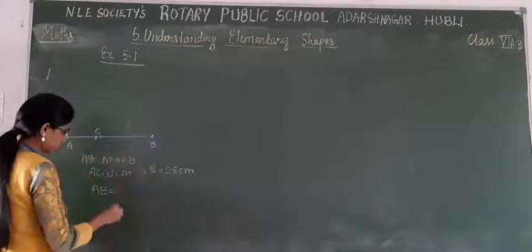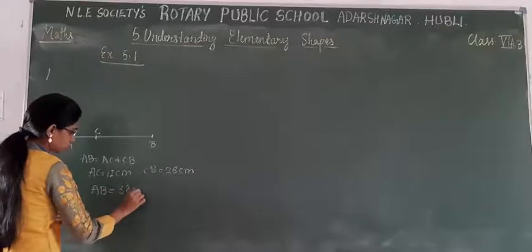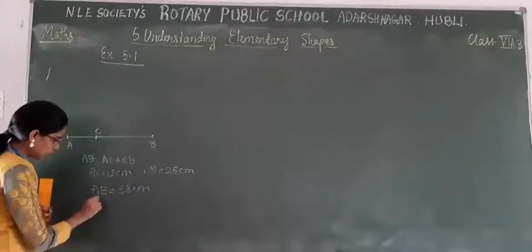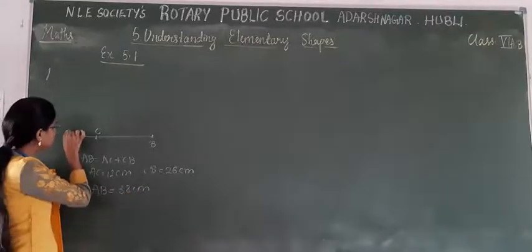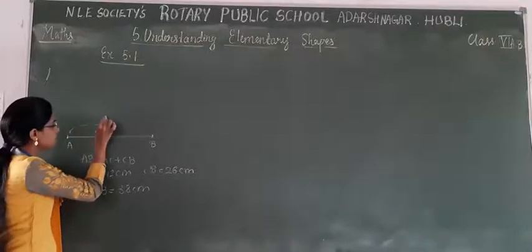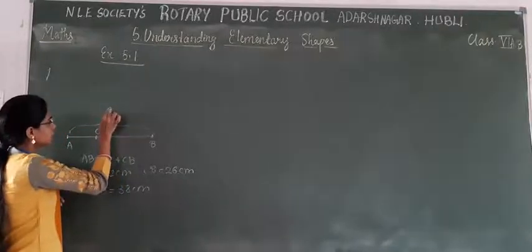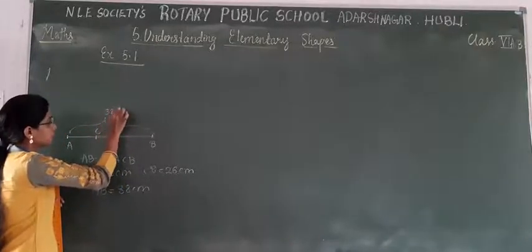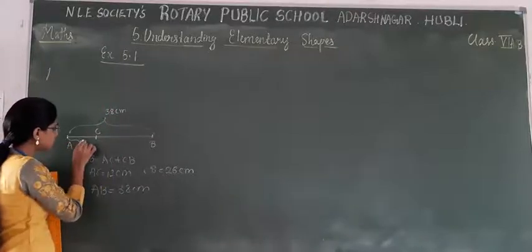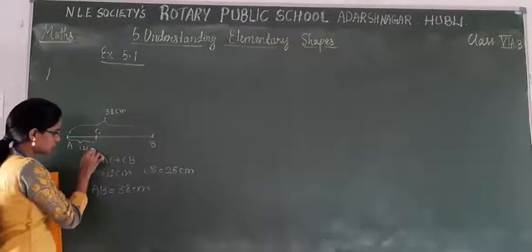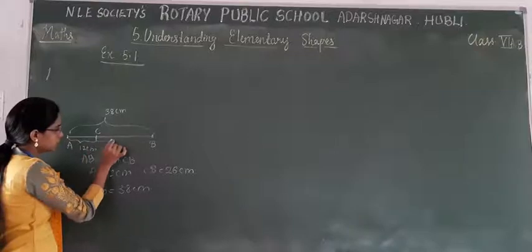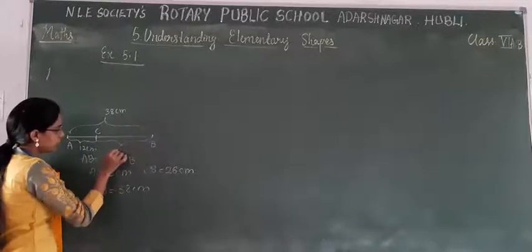So when you add these two, the measure of AB is 38 centimeter. So when you check, AB is 38 centimeter. AC is how much? 12 centimeter. And CB is 26 centimeter.